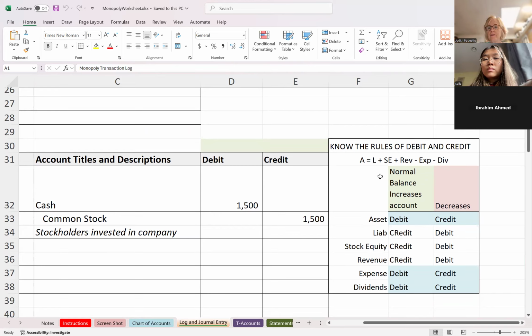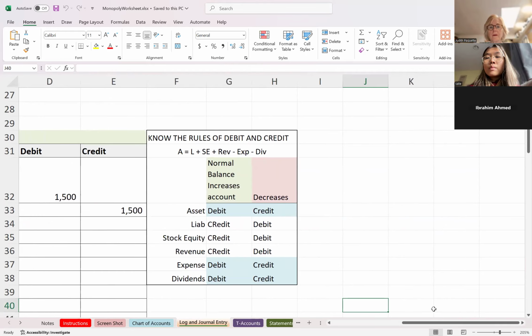And then liabilities are on the right side of the equation. Credit has an R in it, so I made that capital. So we increase liabilities with the credit, decrease with debit. Stockholders' equity also on the right side, revenue also on the right side. Yes, expenses and dividends are also on the right side, but because we have that negative right there, it's the opposite.